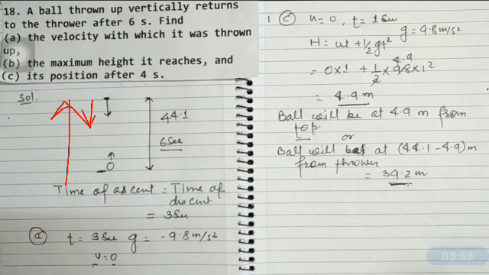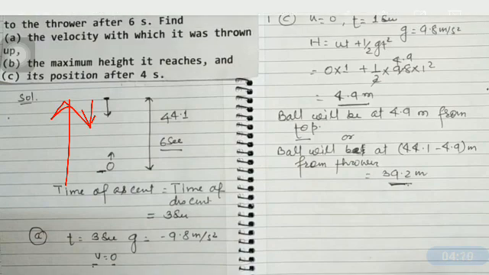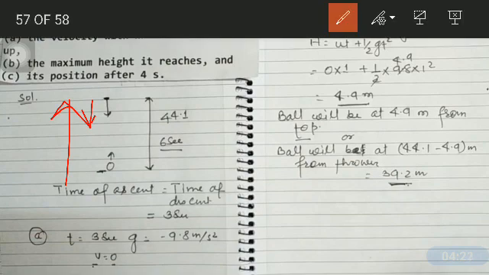So the ball will be 4.9 meters from the top in the 4th second. We have to tell where the ball will be, or at how much distance it is from the thrower. So after subtracting the distance covered in 1 second from the height, we will get the answer to this problem. So 44.1 minus 4.9 will give us the distance. So it is at 39.2 meters from the thrower.